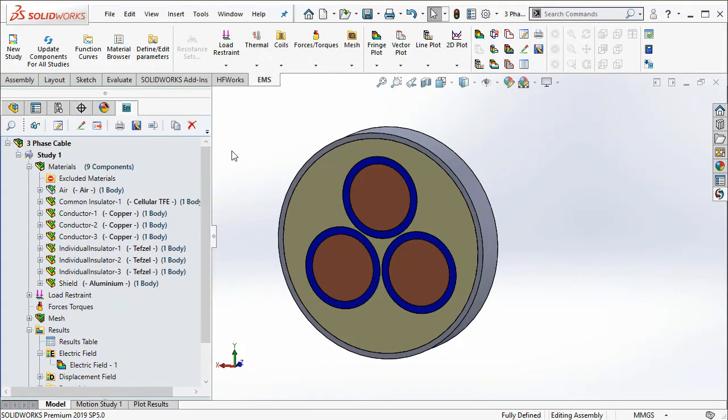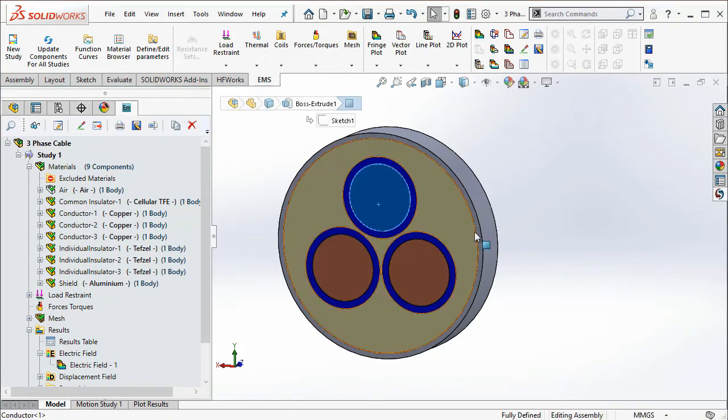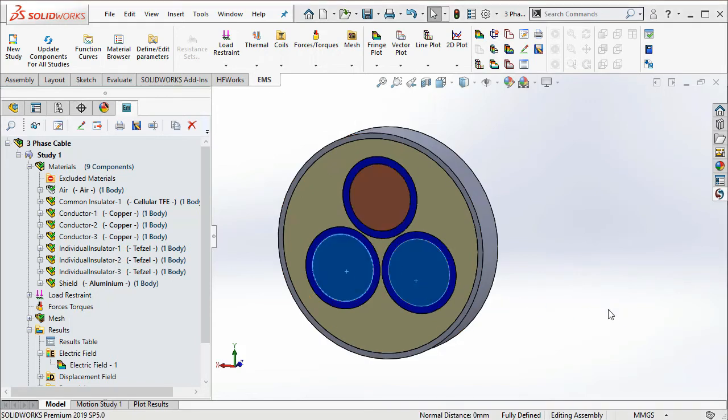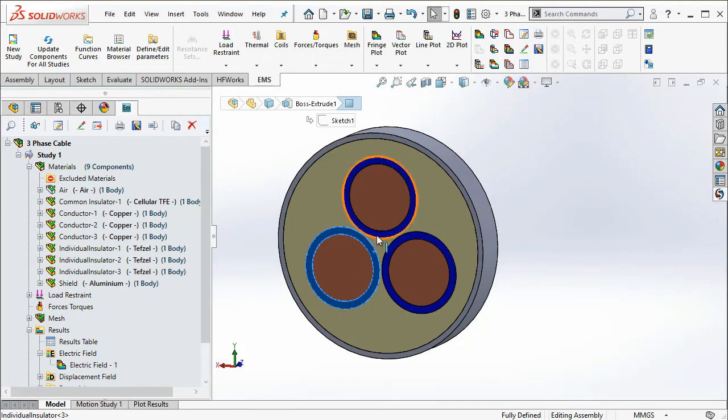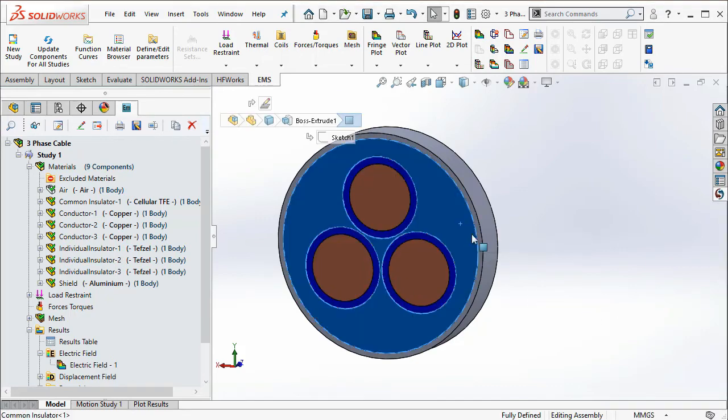Here I have a three-phase high voltage cable. I've got three copper conductors, which are kept at constant voltages. One of the conductors is kept at minus 10,000 volts. The other two conductors are kept at 5,000 volts. Separating the conductors are insulators that you see in blue and also in gray.